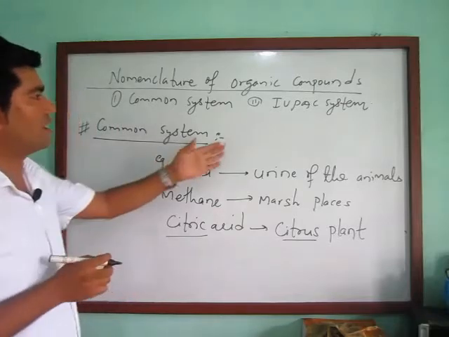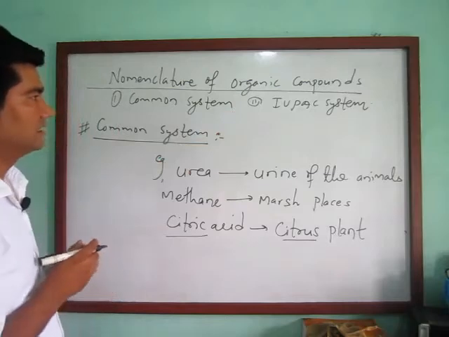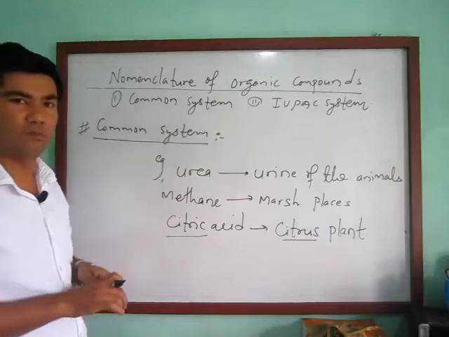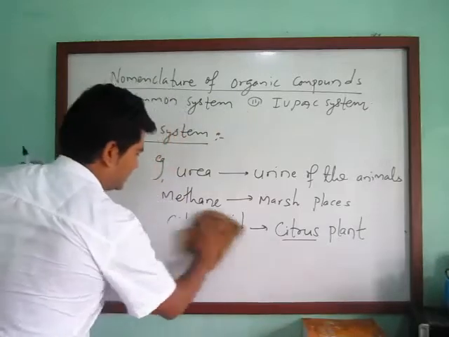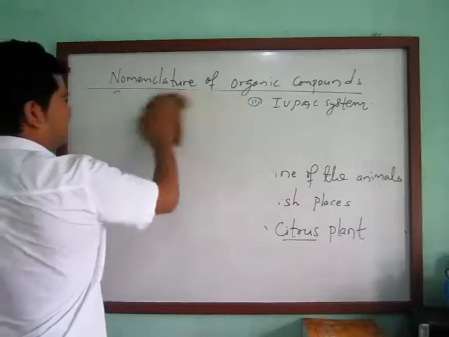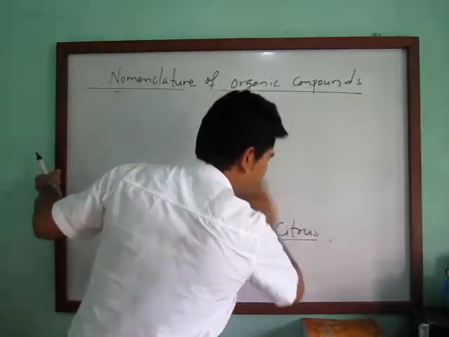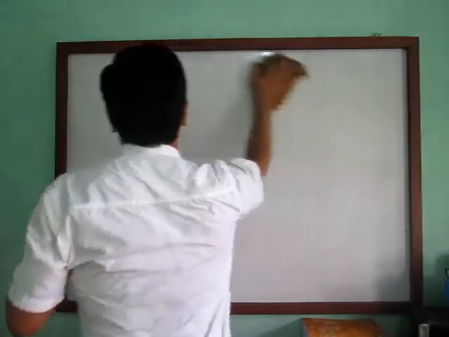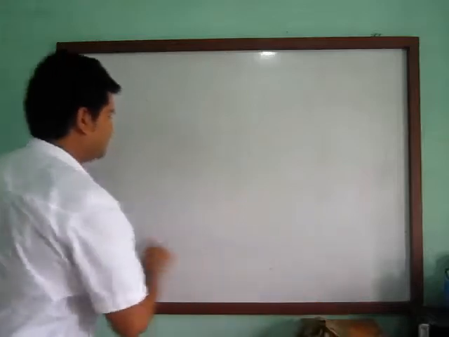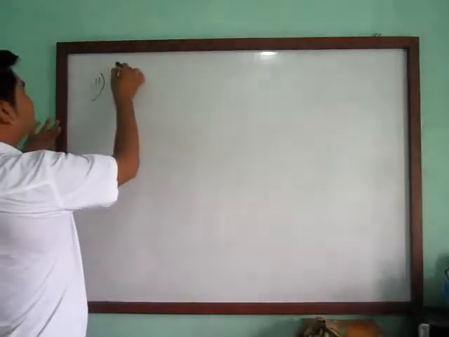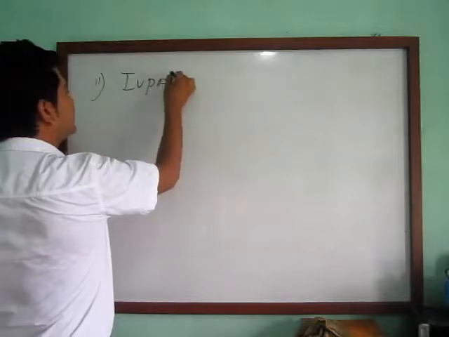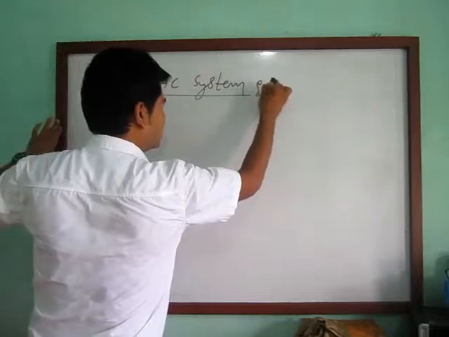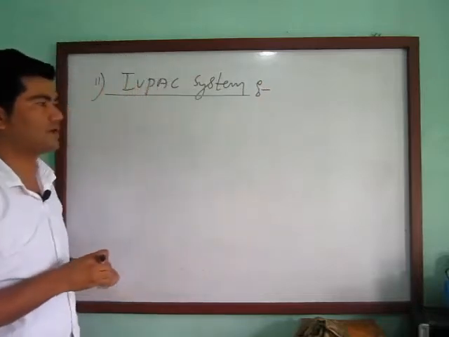So next, we can discuss the IUPAC system. This one is very important for you. As the common system is very simple, but the IUPAC system is very important. So the second one, the IUPAC system. Later on, so many organic compounds were discovered.